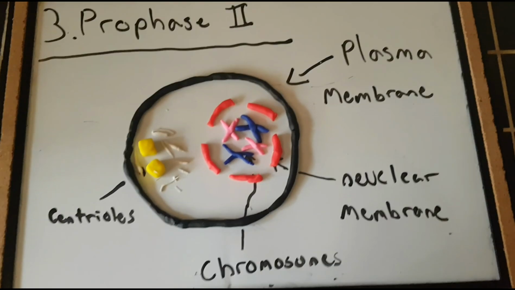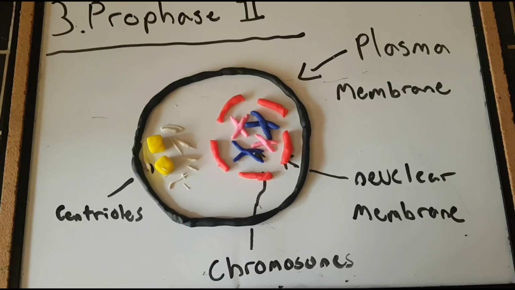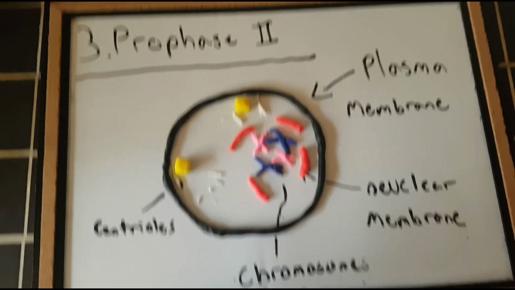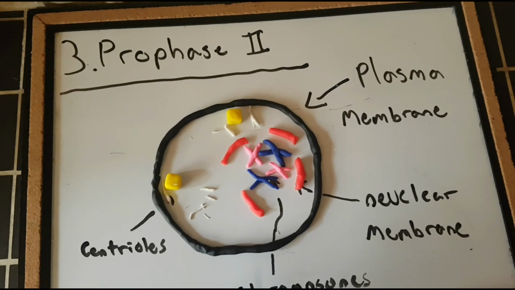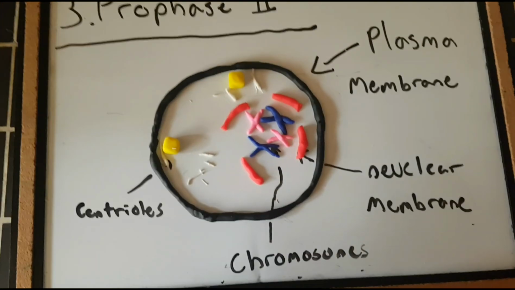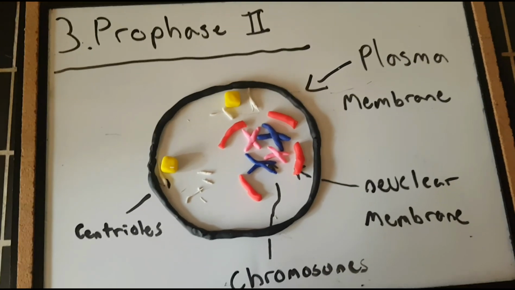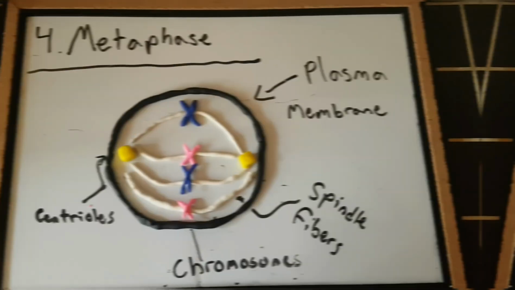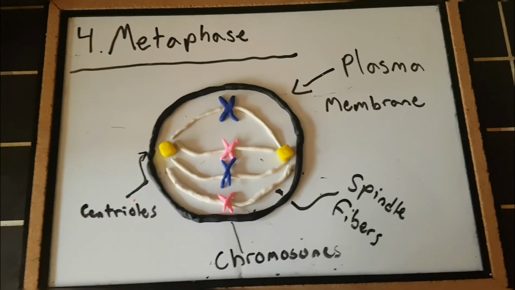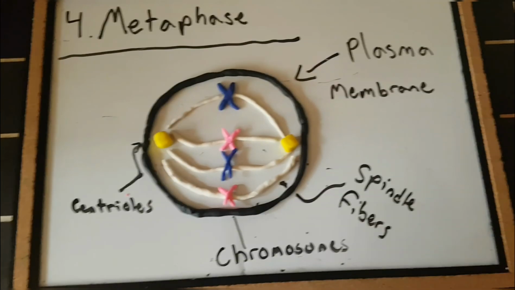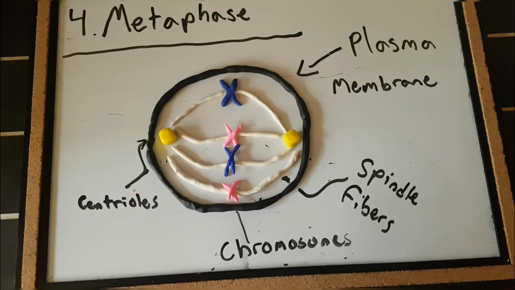Continuing prophase, the spindles start to form and the nuclear membrane starts to break down. And continuing prophase 2, we get to see the centrioles start to move to opposite sides of the cell, and the nuclear membrane starts to break down even more. During the fourth step of mitosis, metaphase, the centrioles have moved to opposite sides of the cell.